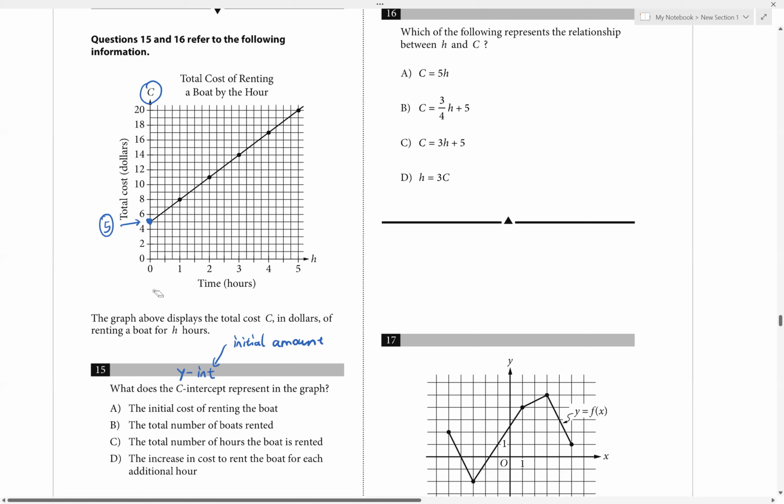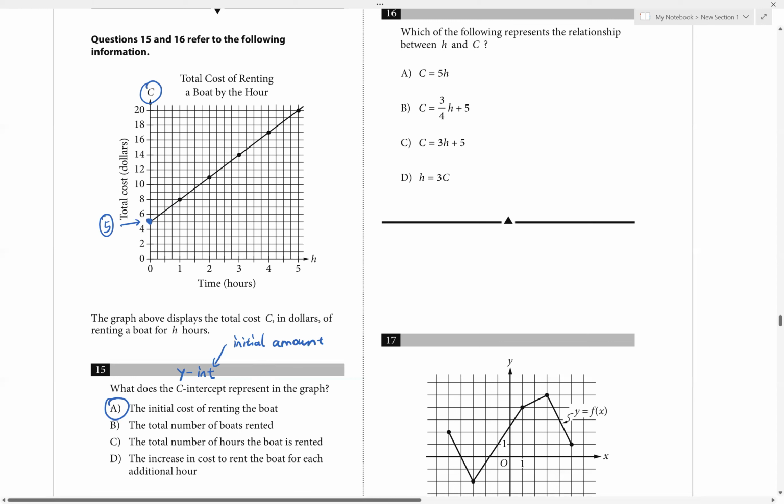So that's maybe like a sign-up fee, or just to rent the boat, we had to pay $5 upfront. And then as time goes on, it goes up from there. So this should be the initial amount, the initial cost in this case of renting the boat. So look at the answer, that should be A for this one.